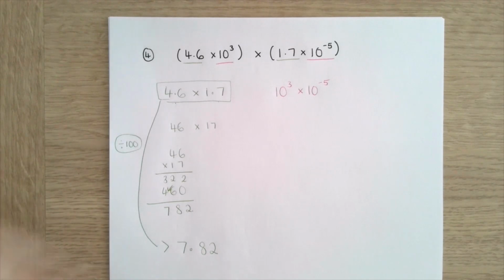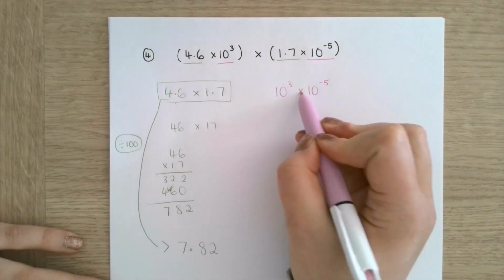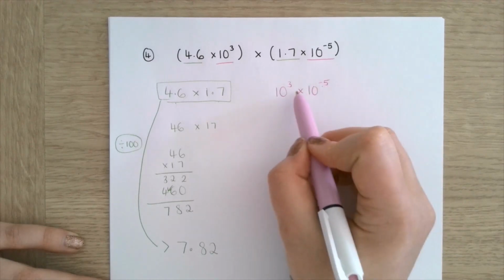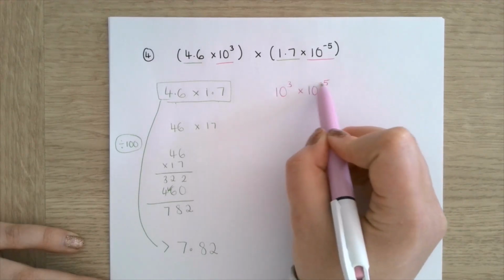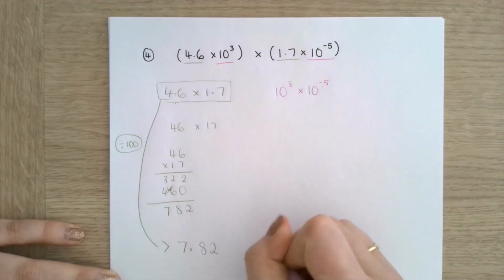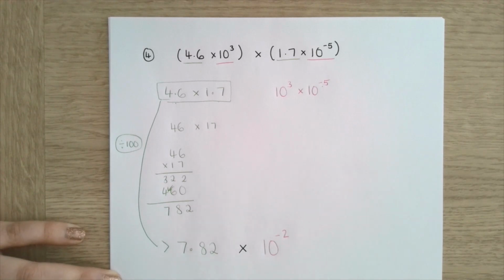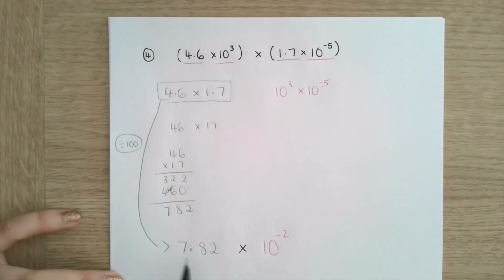And then 10 to the power of 3 multiplied by 10 to the power of minus 5, I need to make sure that I add my powers. 3 add negative 5 is going to get me 10 to the power of negative 2. And remembering that I need the times in there to keep it in standard form.